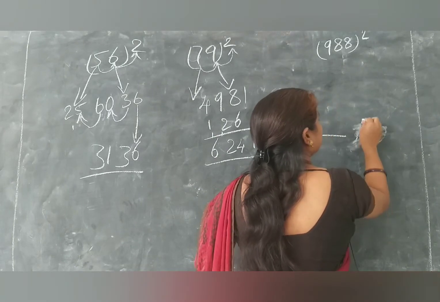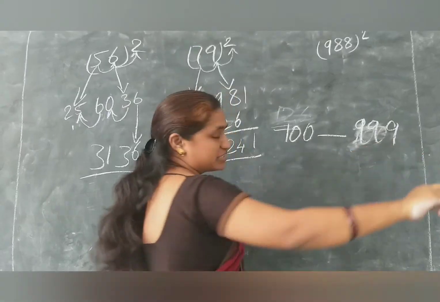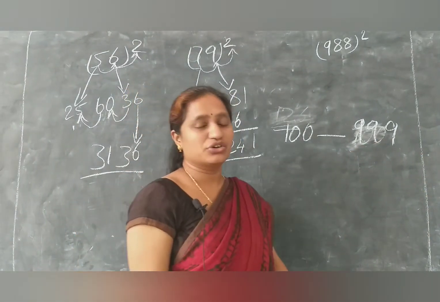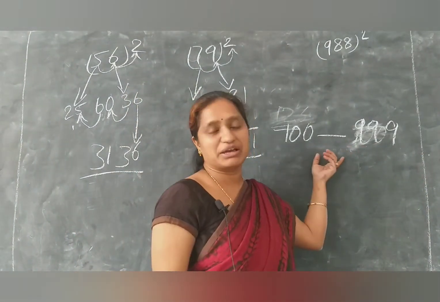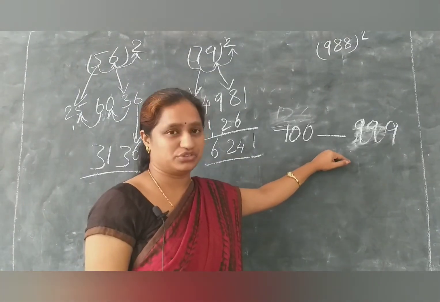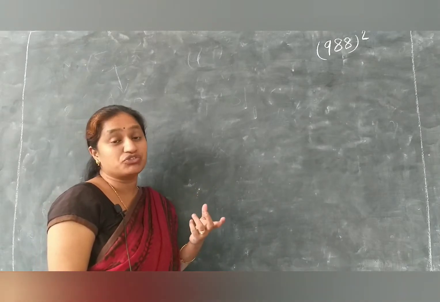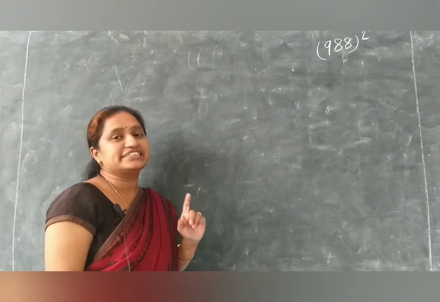Okay, sorry, 999. So you can start from 100 to 999. Okay, 999. How am I going to do this? Okay, let's see how to find out this. How to square any 3-digit number, how to find out the square of any 3-digit number.